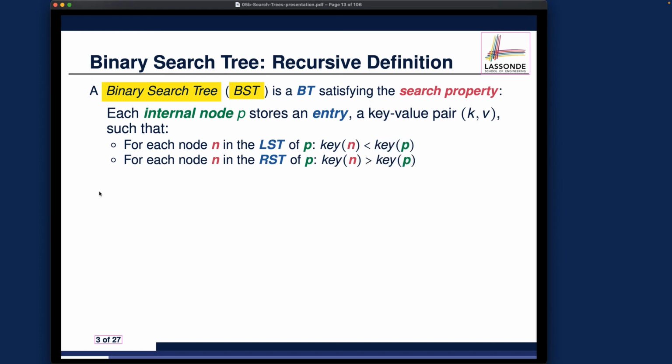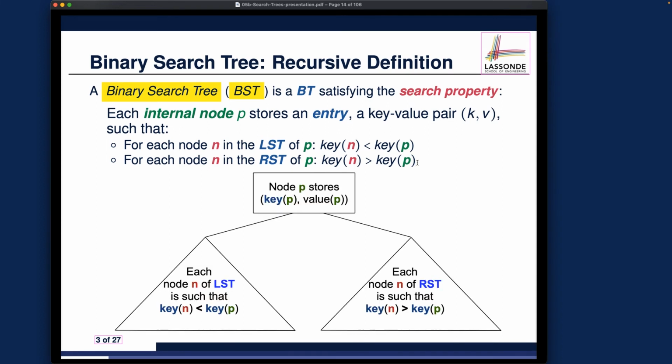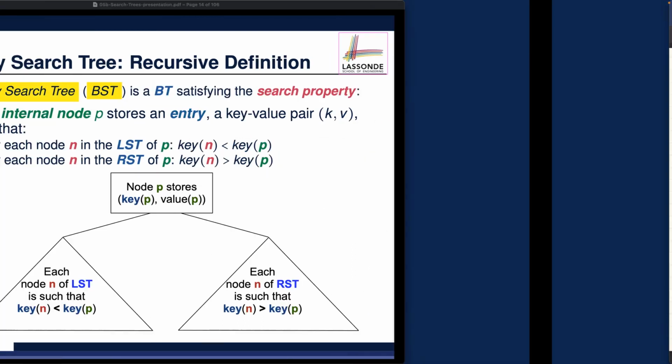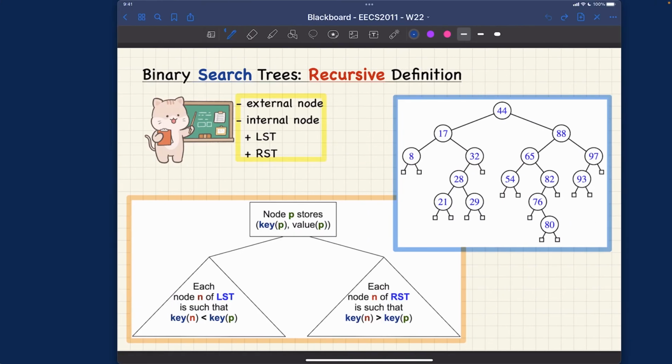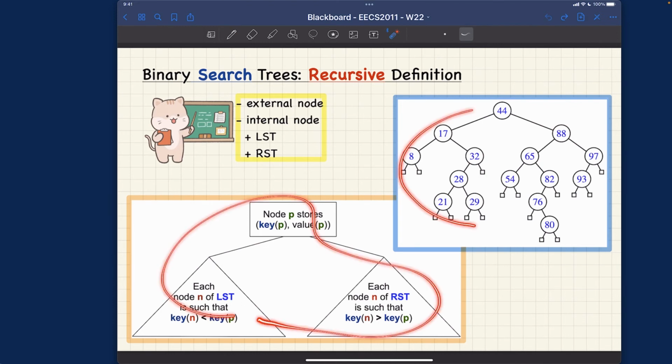The second one is for every child node N in the right subtree. The key of the child node should be strictly larger than the key of the parent. So we might just need to visualize this a bit together. The best way to think about it abstractly is by using this diagram. Let me do a little annotation on it, and then we'll see some examples as well. Let's take a look at this abstract definition diagram, and then we're going to use this example binary tree to illustrate the search property. That'll be the plan.